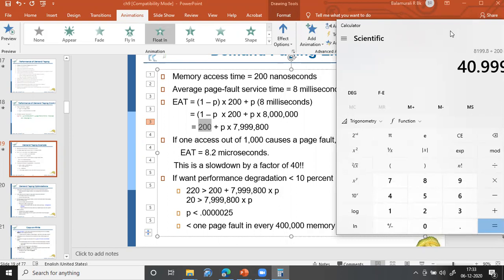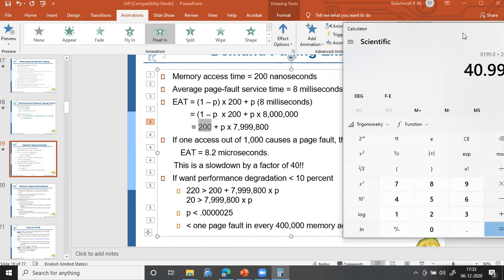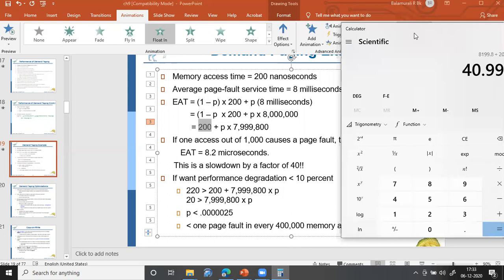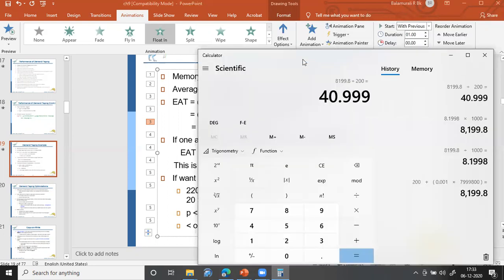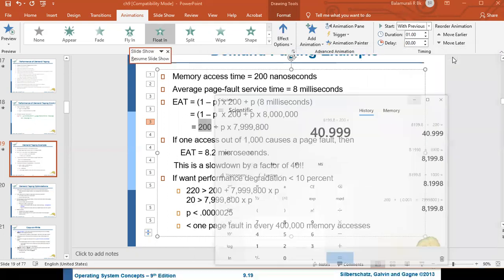Then at what rate is page fault acceptable? How much page fault is acceptable? That we should know. This is very important in terms of virtual memory. It is not that, as we have virtual memory, any number of page faults is acceptable. No, we should know the boundary. That's what we are evaluating here.